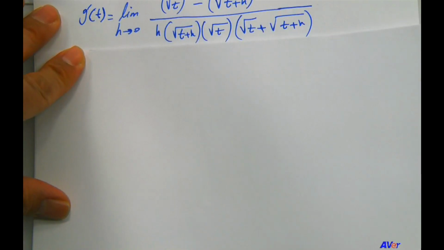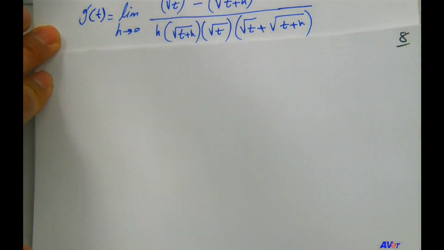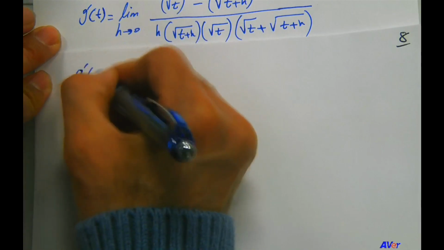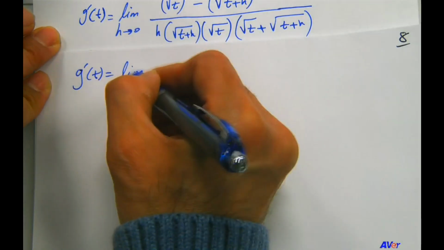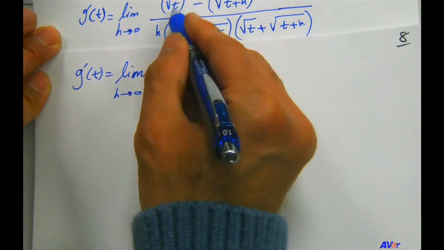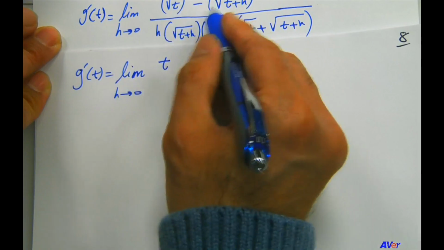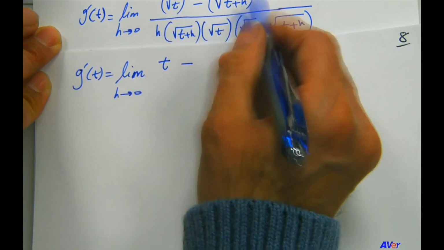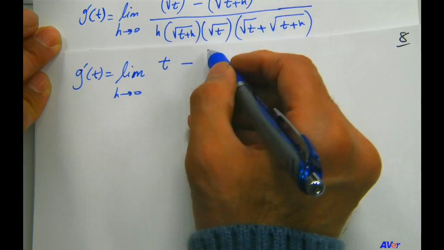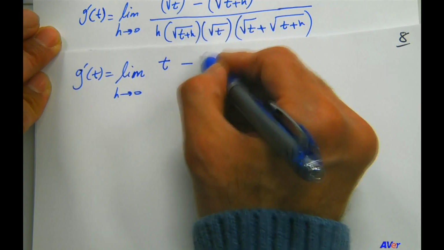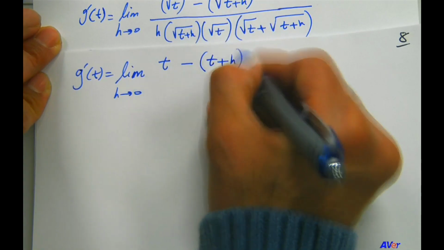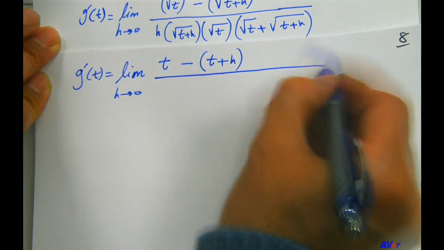Okay, so we need to simplify that. The numerator is very easy to see how that simplifies. Limit as h goes to 0. Square root of t squared is t, minus square root of t plus h squared. The power of 2 and the square root cancel each other out. This power on the outside and the square root cancel each other out. And then we end up with t minus t plus h divided by all of that.